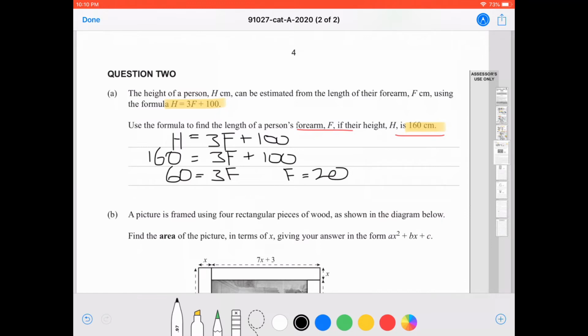Okay, a fairly simple achieved question there. Once again, the marking schedule mentions the unit centimetres, but that's actually not required for the achieved. So F equals 20 gets you the achieved here.